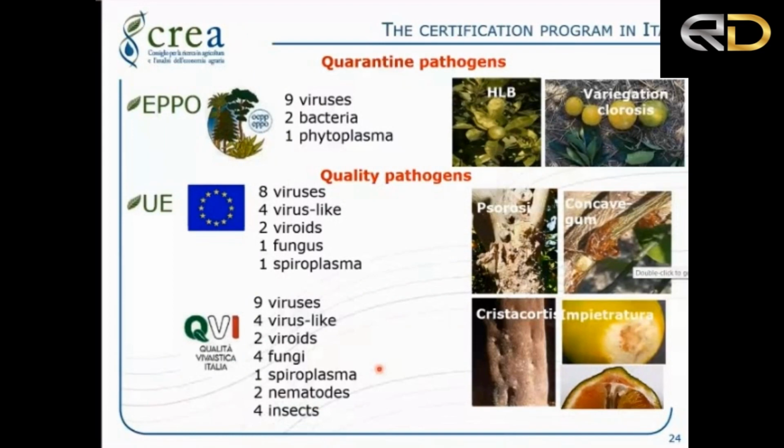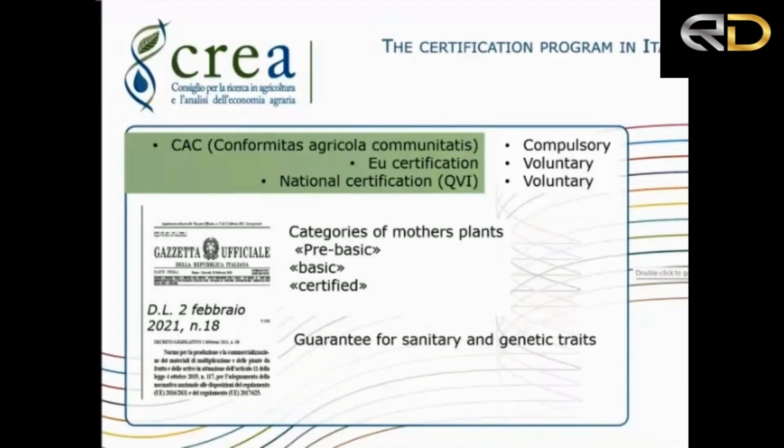We have two kinds of certification, a European certification and also a national certification that is called Qualità Vivaistica Italia. And as you can see, the number of viruses and organisms that are controlled is quite different. We have a higher control in the case of the national certification program. The certification program in Italy was a very long process which started in 1987, with many modifications which led to the last decree published in 2021. In all these years, there was an attempt to harmonize the Italian legislation with the European legislation.